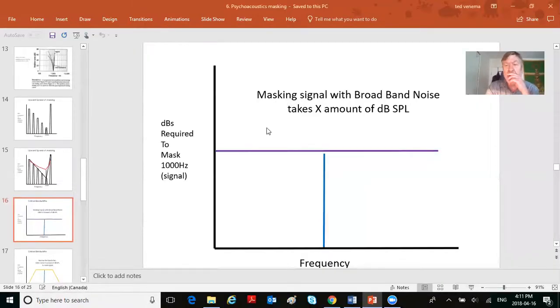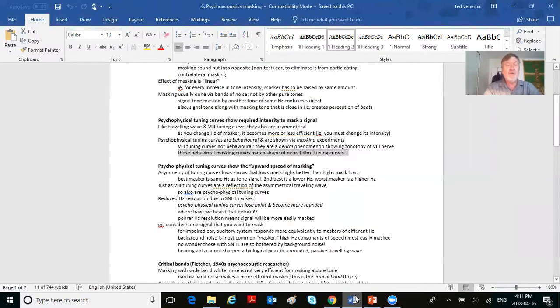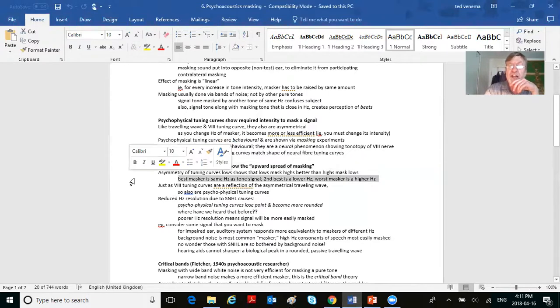So now let's look at our notes and see where we've come. Let's read this. Okay? Psychophysical tuning curves show the upward spread of masking. Asymmetry of the tuning curves shows that lows mask highs better than highs mask lows. The best masker is the same frequency as the tone signal, or a narrow band, you should say, surrounding the signal tone frequency. The second best would be a lower narrow band of noise, but the worst masker would be a higher frequency narrow band of noise.